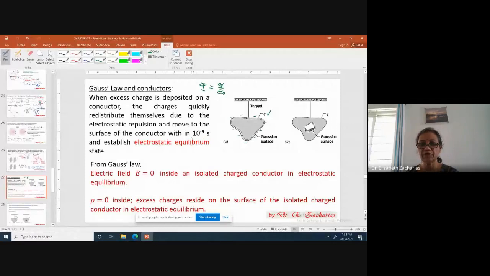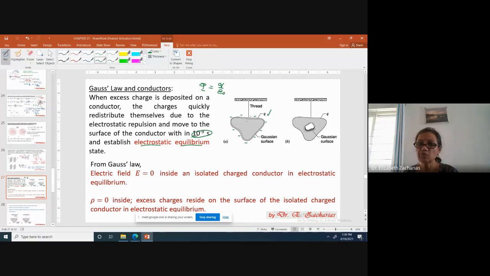And this will happen in a very, very short time of around nanosecond. This process is called attaining electrostatic equilibrium state. And once they have gone and sat there, they will not move. That is why it's called electrostatic, no movement.